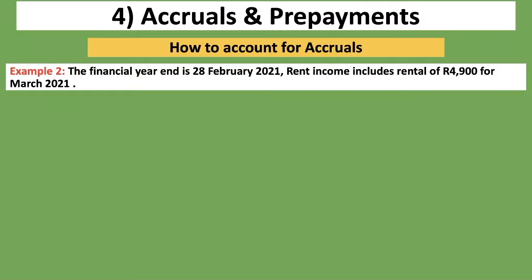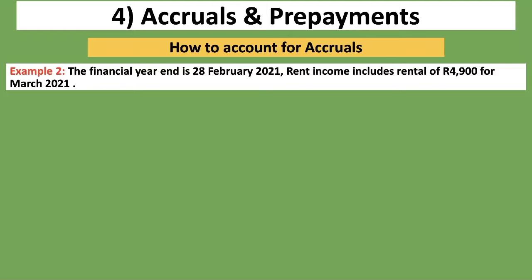And rent income, remember, this is income that we are earning. That means we are renting out our premises to someone else, and it includes a rental of 4,900 Rand for March 2021. So that means this 4,900 Rand is an income received in advance. We have received an income in advance, or what is known as deferred income. So what is that? That is a current liability.